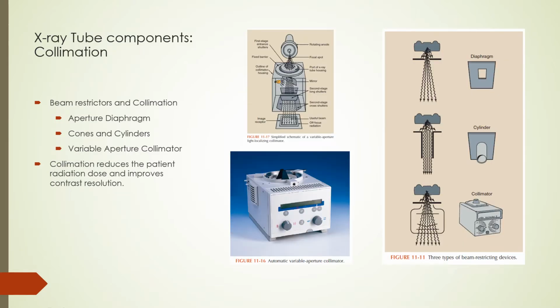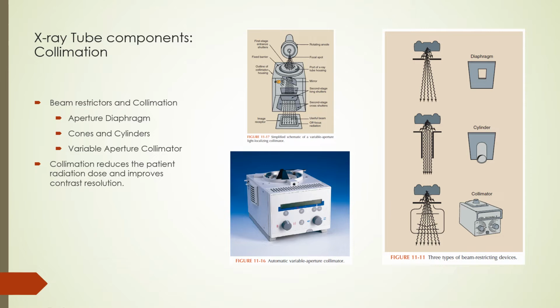A collimator restricts the X-ray field to the anatomy of interest and is important because it protects other parts of the patient from receiving unnecessary radiation exposure. Also, by restricting the field size only to the anatomy of interest, scatter is reduced, which reduces patient dose and improves image contrast. This slide shows several collimator arrangements.